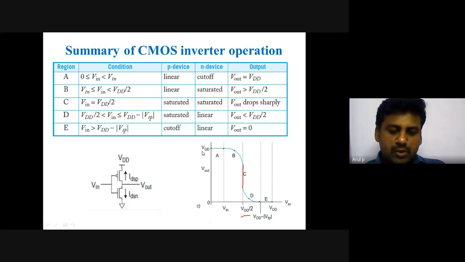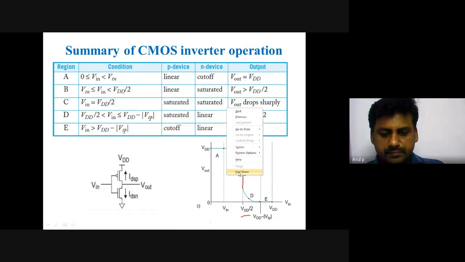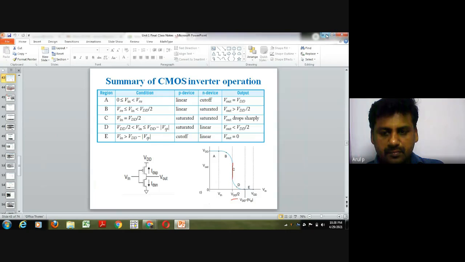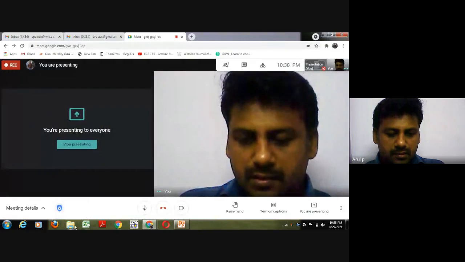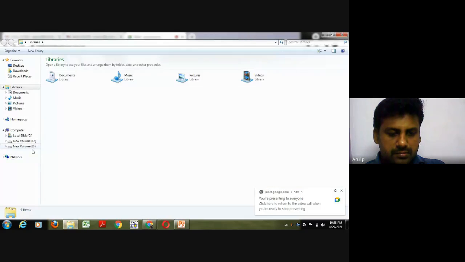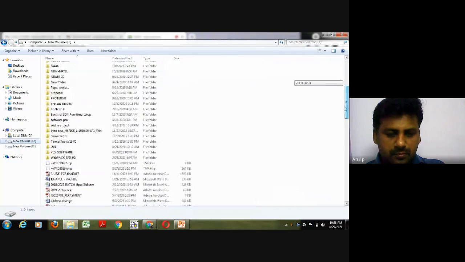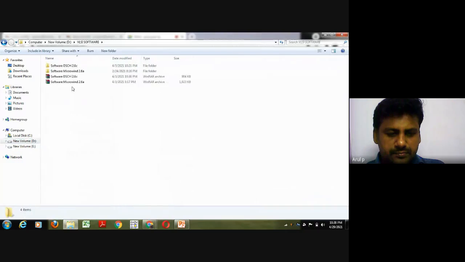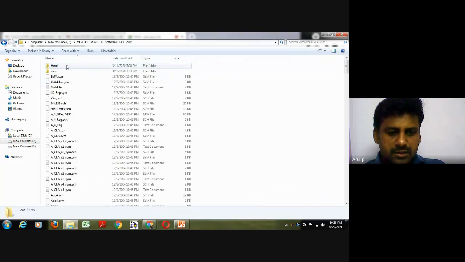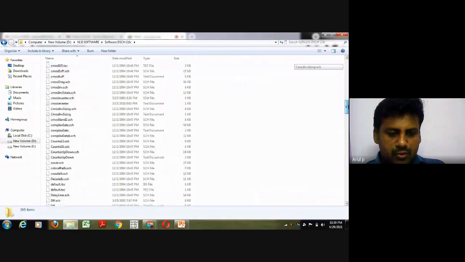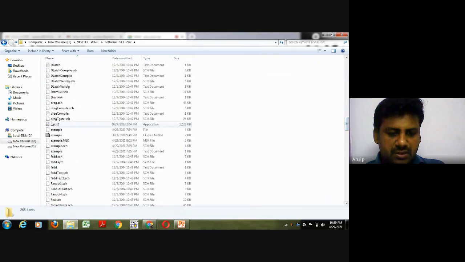Next I'm going to explain it practically by using a microwind tool. So in this DSCH software, I'm going to draw the CMOS inverter circuit.